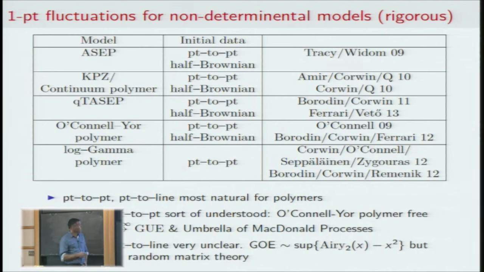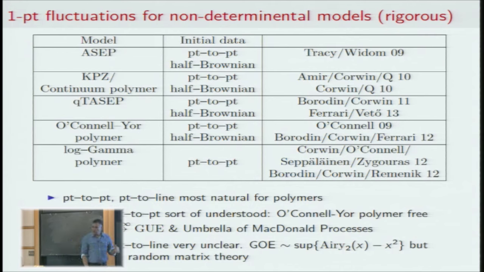So what's known in ASEP: point-to-point, or half Brownian, as we just saw. The main thing is that all these results are really about the point-to-point case. That's really all that's been done. Now, remember, the two cases which are most important for polymers are point-to-point and point-to-line. So the big one that's missing is this point-to-line. The point-to-point case is much more understandable than the point-to-line.